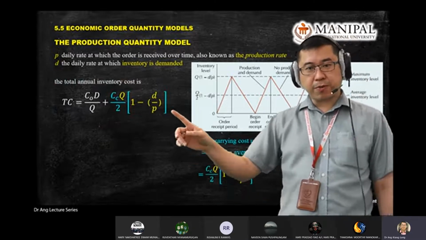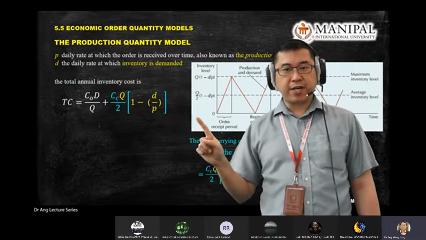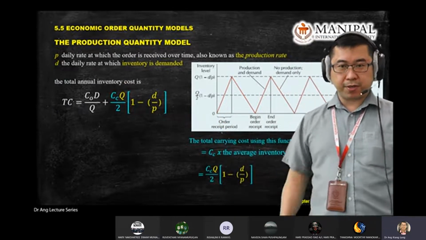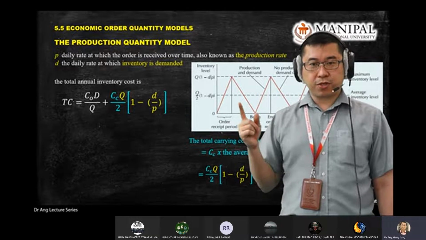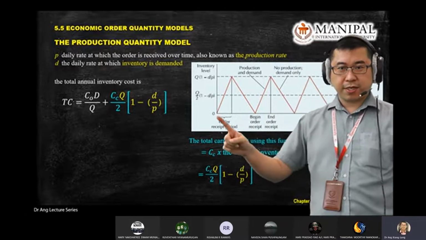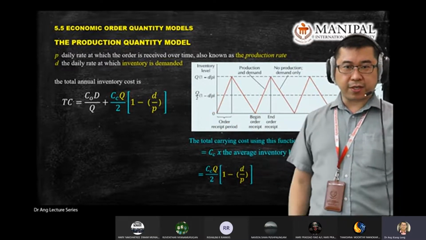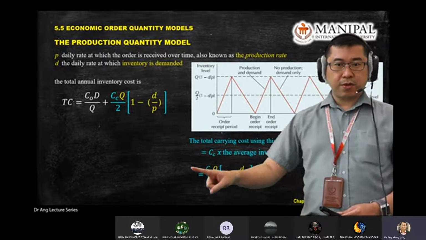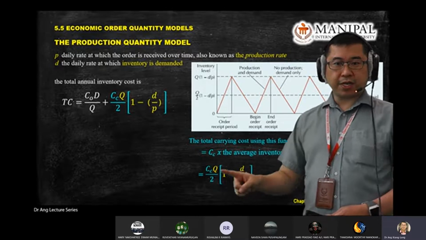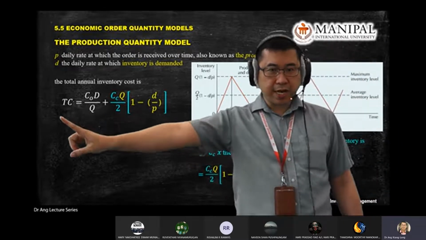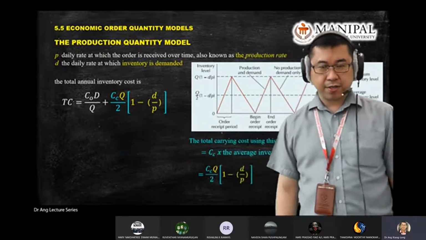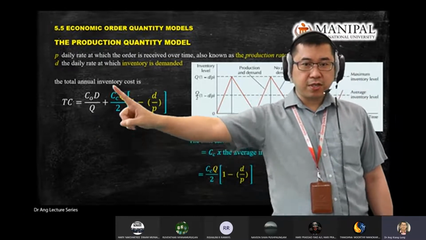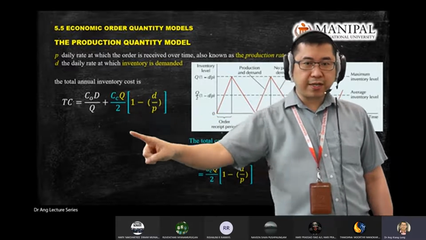Your carrying cost component is different from the basic one because you are producing the goods as you distribute them. It depends on your production activity. So you use this total carrying cost when you calculate the total annual inventory cost. Your total annual inventory cost consists of two costs, ordering cost and carrying cost.